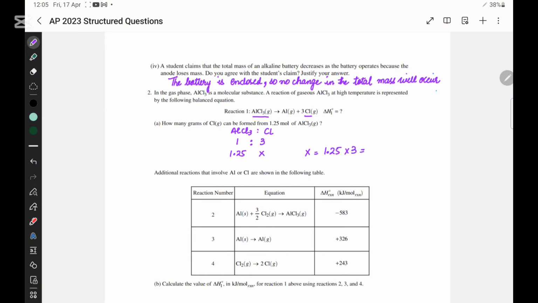So the answer is going to be 3.75 mole of Cl, but they want us to find the mass. So mass is going to be mole times molar mass, 3.75 times 35.45, and that comes out to be 133 grams of chloride.